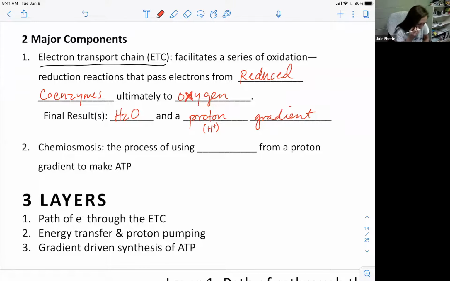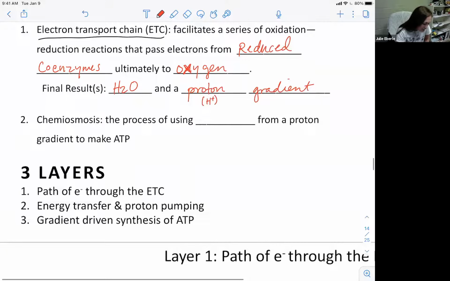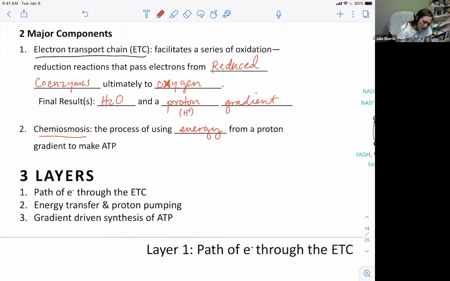Okay, the second step. If you read about this on the internet, like you're trying to help teach yourself, there are really great videos and articles out there, by the way, if you just want another summary to read over this weekend to help prepare yourself, you might see this word chemiosmosis. So I just wanted to define it in case you come across it and wonder what it means. It's just the process of using energy from a proton gradient to make ATP. That's what that word means, in case you see it.